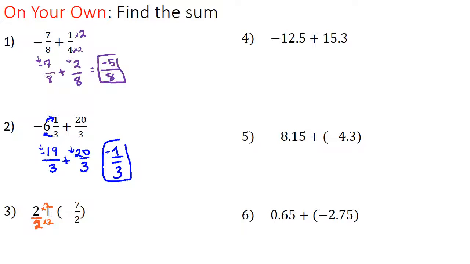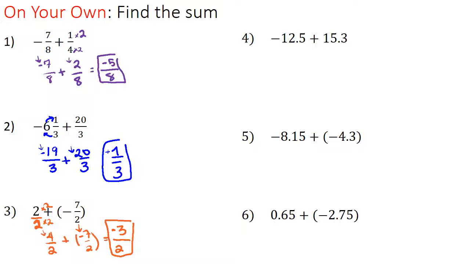And when we multiply the top by 2, we're going to end up with 4, and the bottom by 2, we're going to end up with 2. And that's going to be plus the negative 7 over 2. So we can see that they again have different signs, which means we're going to be doing subtraction. 7 minus 4 is going to be equal to 3, and it's a negative number because the negative 7 was larger, so it's negative 3 over 2.